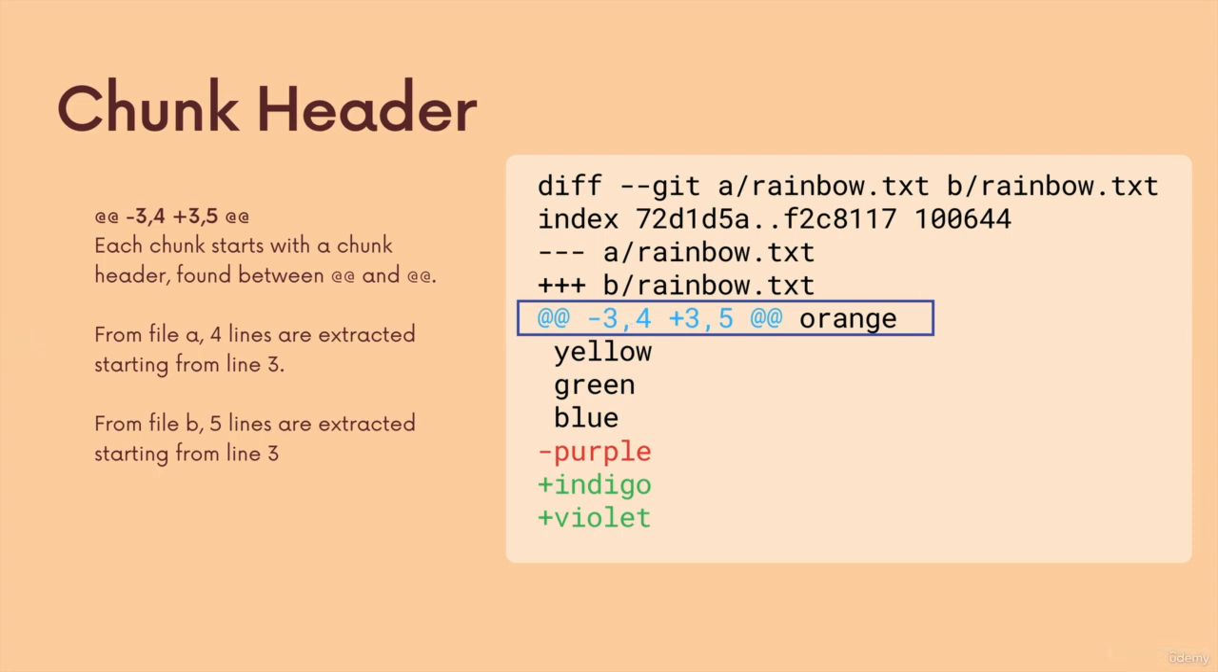So it's kind of confusing. I personally don't spend a lot of time looking at this. I'm usually looking at the changes, but just so you understand how to read it, this first bit says from file A, because the minus sign, 4 lines have been extracted starting from line 3. So this is not -3, it's just 3. The minus indicates A. So 4 lines starting from line 3. And so the next part from file B, we have 5 lines starting from line 3.